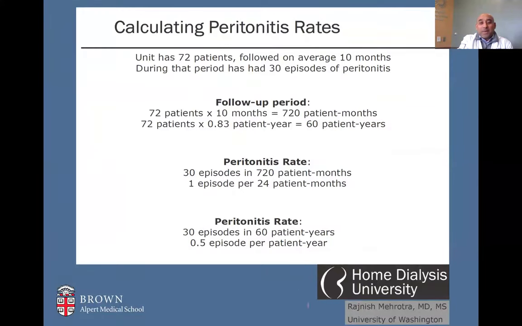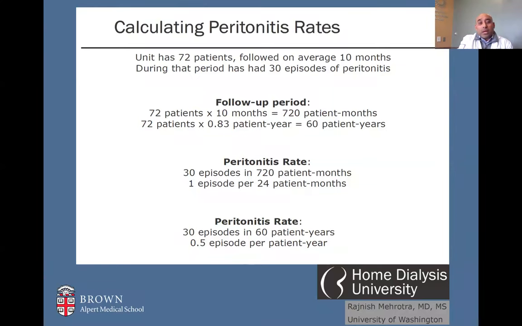This is a shout out to Home Dialysis University, where I got this slide from. Dr. Mehrotra presented it. Just if there are any fellows in the conference, how to come about calculating the rate of peritonitis: for example, you start a unit with 72 patients. It's a new unit, which is surprising with 72 patients, but let's say you go by 10 months, you want to calculate the peritonitis rate. You convert the 10 months into a year, 0.83 years. So 72 patients times 0.83 years, you get 60 patient years. And in that time frame, let's say you have 30 episodes. So now you have 30 episodes in 60 patient years, you just do division and you have 0.5 episodes per patient year. And that's how the rate is calculated.